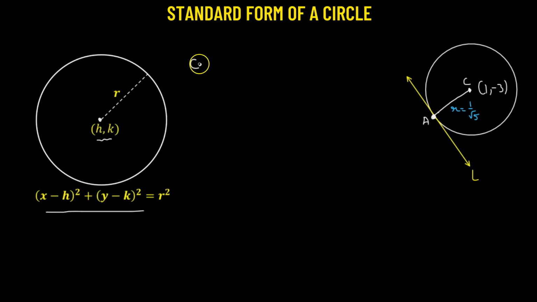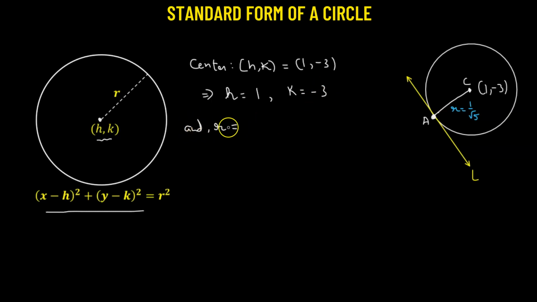Now in our case, the center, denoted by h comma k, is already provided to us. That's 1 comma negative 3. This immediately gives us the values of h and k. So h has the value 1 and k has a value of negative 3. And we calculated the radius of the circle, which is 1 over the square root of 5.